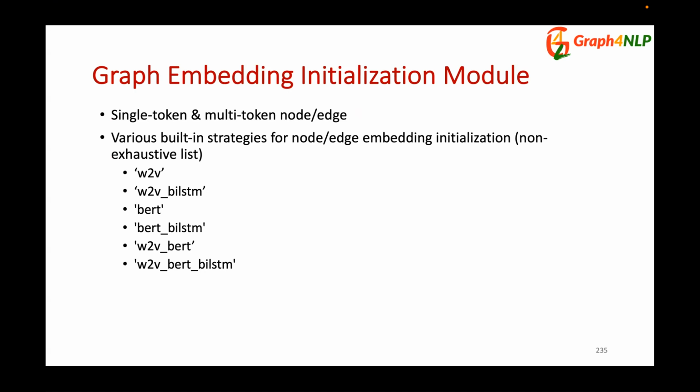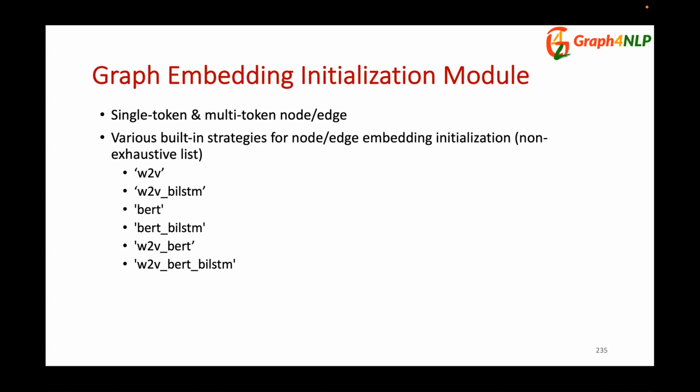And we also provide various building strategies for node or edge embedding initialization. So here's a non-exclusive list. Let's talk about the multi-token node scenario. We have a graph of nodes. Each node contains, for example, a text sequence, which means it has multiple tokens. So how can we initialize the node embeddings?